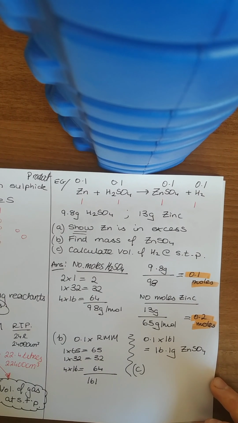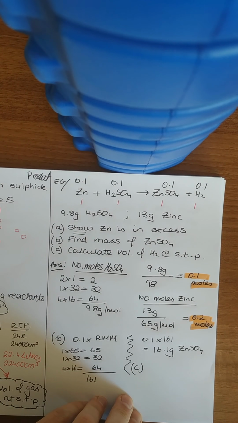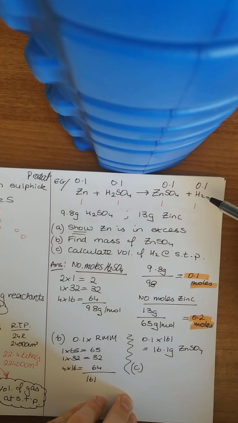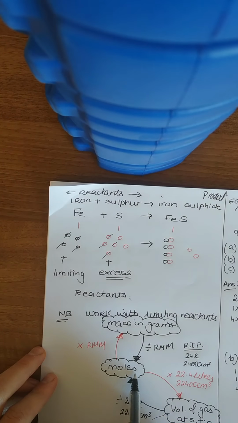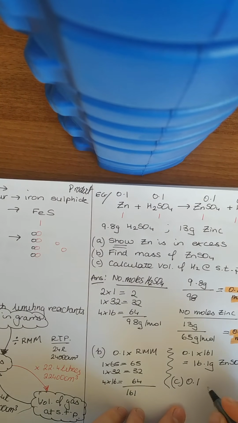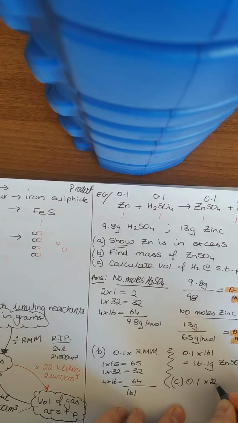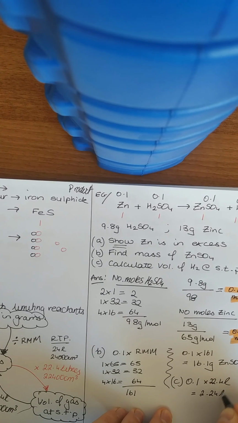And so you calculate the volume of H2 at STP. We've got the number of moles of hydrogen, 0.1 moles. To get the volume, you multiply by 22.4 litres, or 22,400. It didn't specify in this case what it wanted, so just say 22.4 litres and you get 2.24 litres.